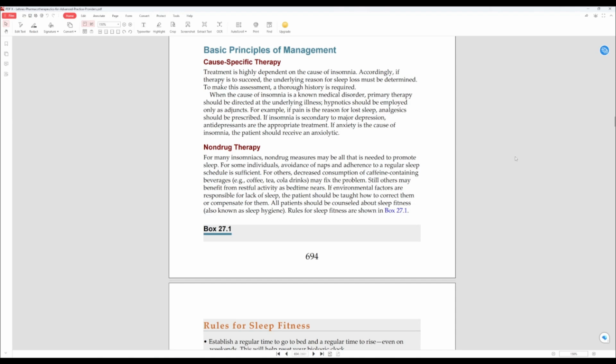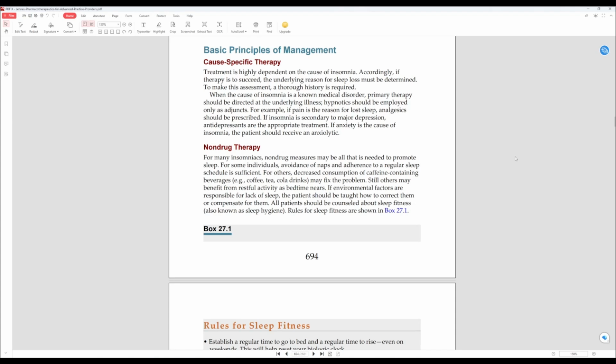When the cause of insomnia is a known medical disorder, primary therapy should be directed at the underlying illness. Hypnotics should be employed only as an adjunct. For example, if pain is the reason for lost sleep, analgesics should be prescribed. If insomnia is secondary to major depression, antidepressants are appropriate treatment. If anxiety is the cause of insomnia, the patient should receive an anxiolytic.